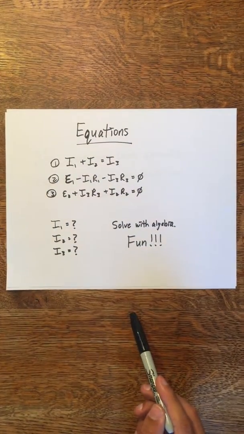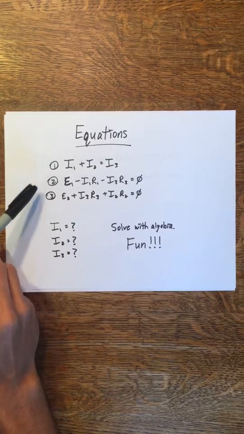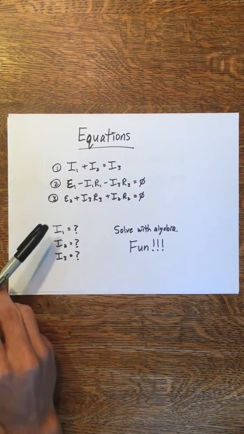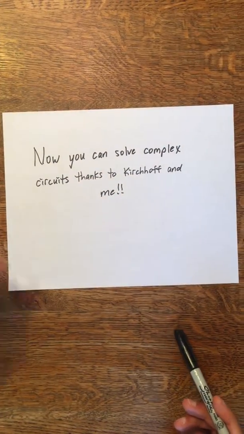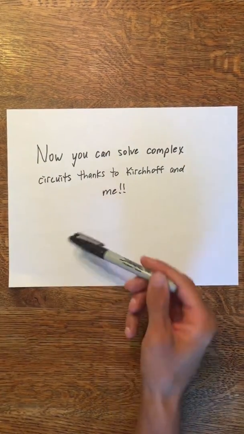Once you have derived all your equations from the loop and junction rules, you have to solve for I1, I2, and I3 using algebra. Fun. Now you can solve complex circuits thanks to Kirchhoff and me.